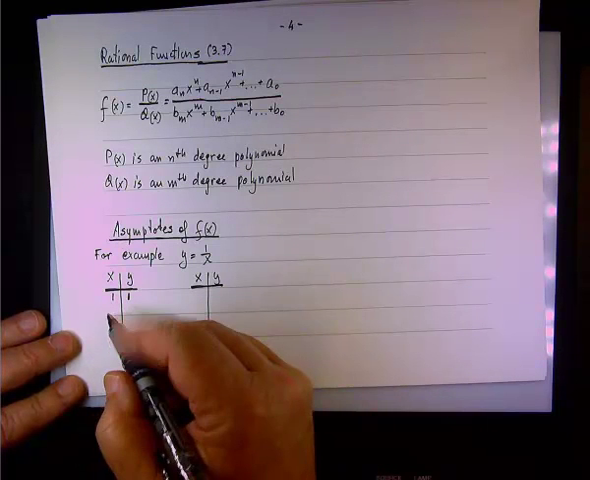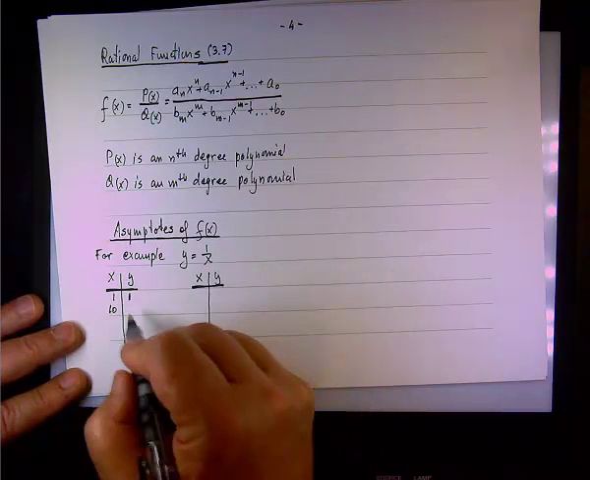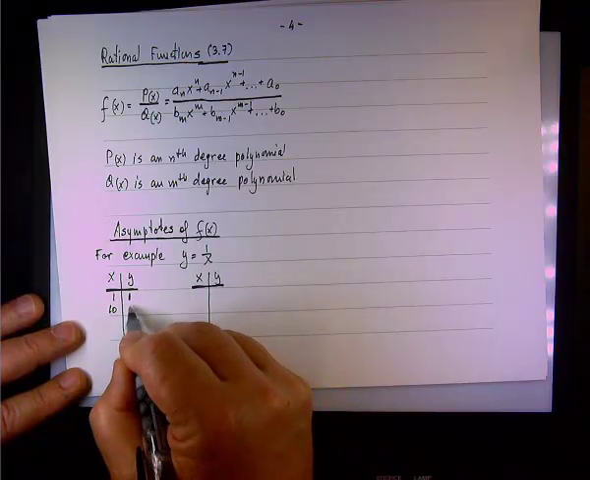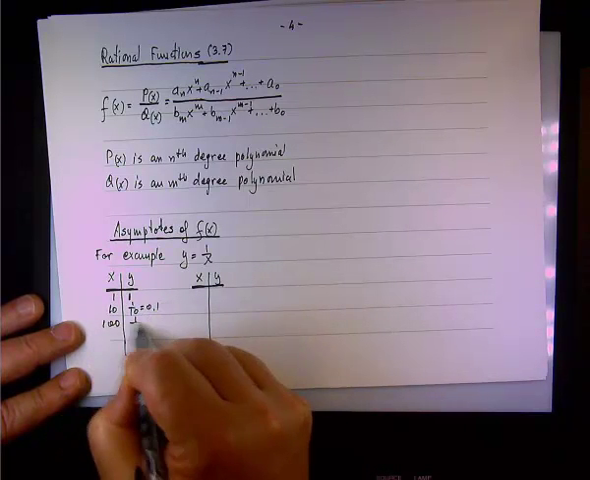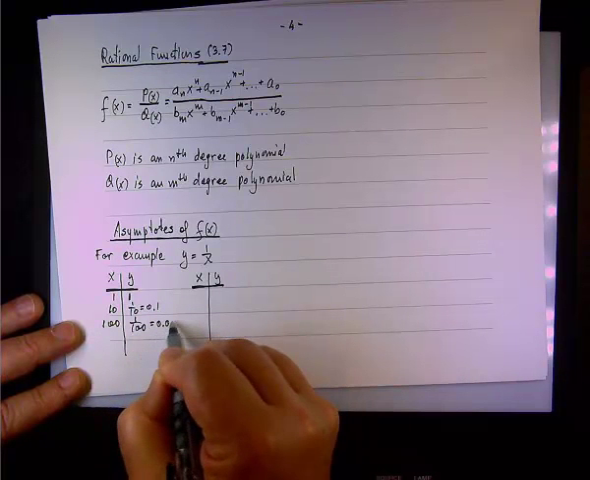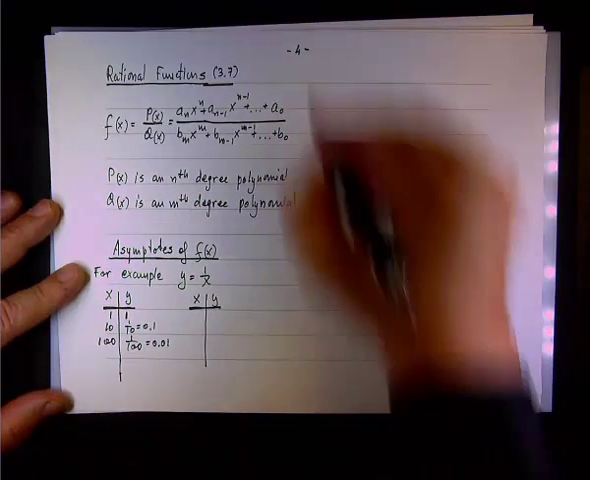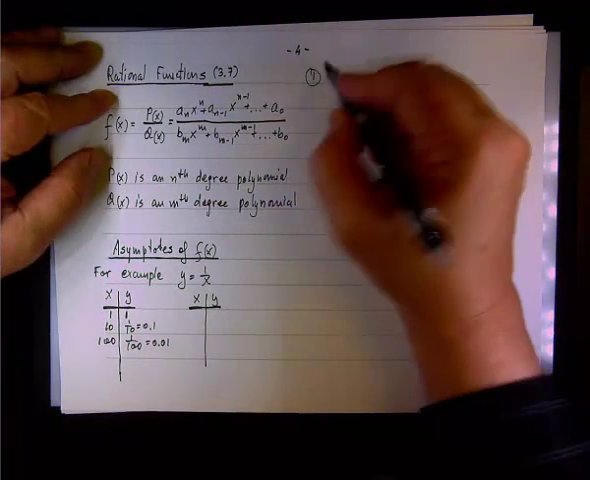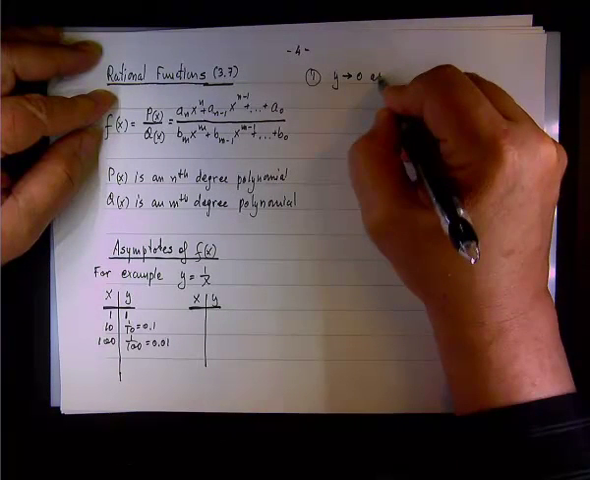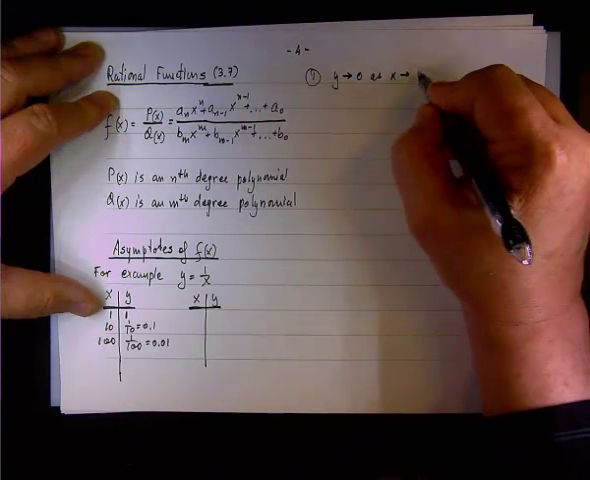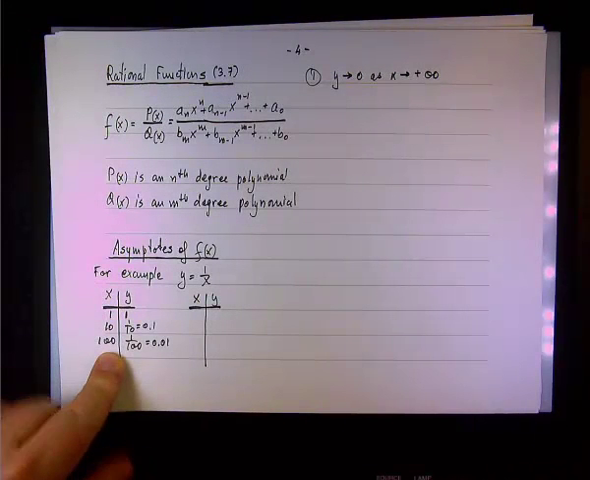so we'll start with 1. Okay, when x equals 1, y equals 1. And let's go to larger numbers. So let's go to 10. Well, when x equals 10, you have 1 over 10, or 0.1. Let's go 100. Well, you have 1 over 100. This is 0.01. And you can continue, and here you can reach one conclusion. And the conclusion will be like this: y goes to 0 as x goes to positive infinity.